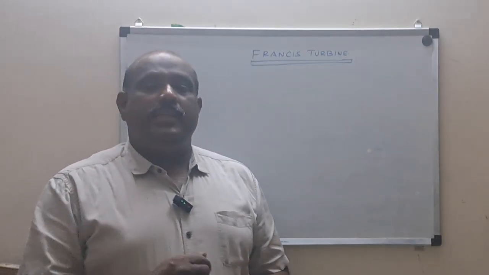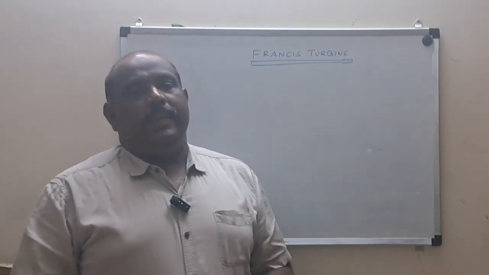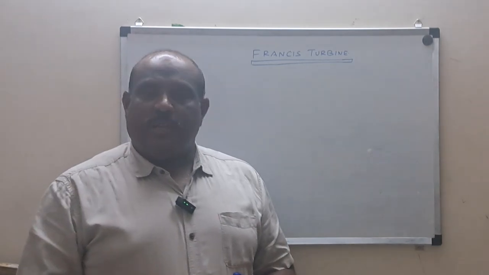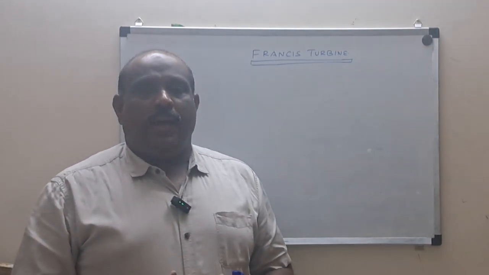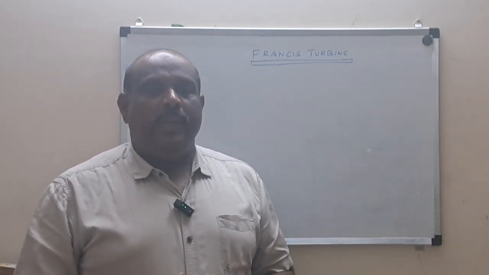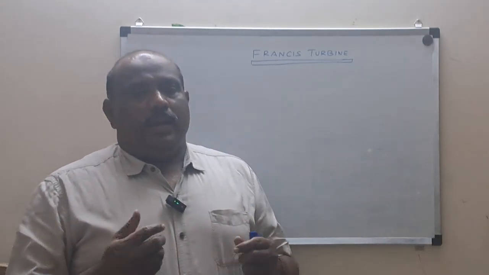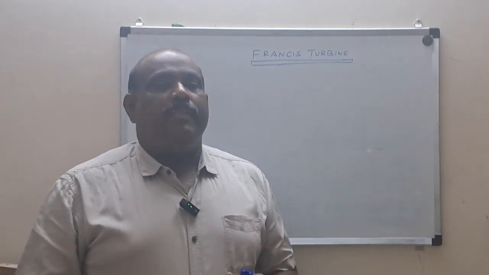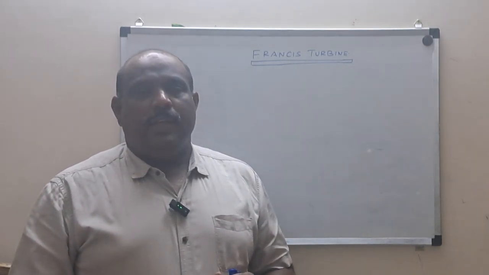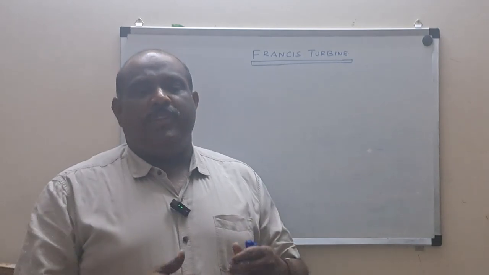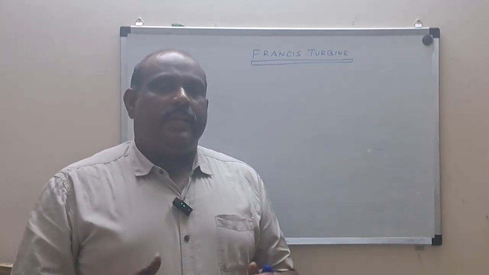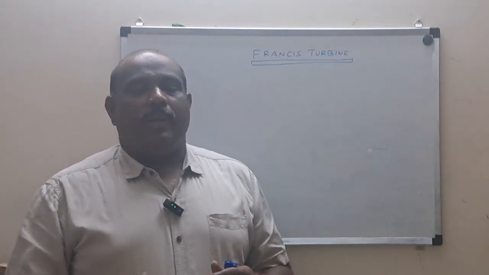Dear students, in this section, we will see the working principles of a Francis turbine, its velocity triangles, and we will derive some formulas for the hydraulic efficiency of this Francis turbine, the mechanical efficiency, and the overall efficiency. So, we will try to derive all these things. It will be very simple. I can tell it is just the reverse of the centrifugal pump.